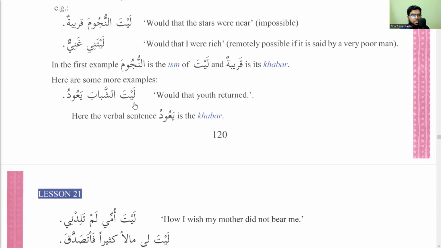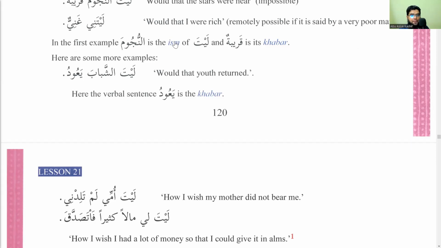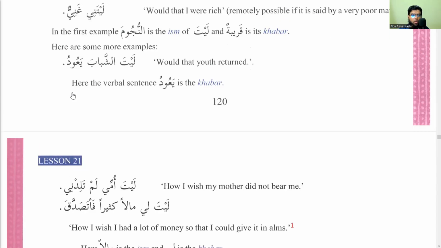Here are some more examples. Layta shababa ya'udu. Would that youth return? Shabab, young age will return. Obviously, no, it's impossible, right? Here the shabab also means, by the way, young men. But shabab is also used, and context will describe. Like, ya ma'ashara shabab. The Prophet said, ya ma'ashara shabab. Man istata'a minkum al-ba'ata falyatazawwaj. Whoever can marry should marry. Whoever has the ability to marry. Or else he should fast. Fa'alayhi sawm. He should fast.